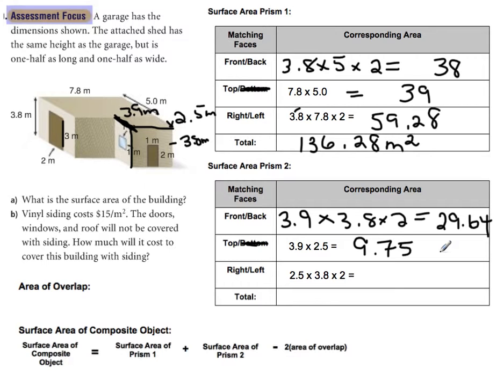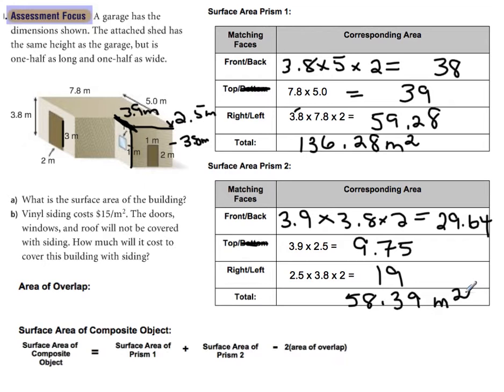And then my last calculation, 2.5 times 3.8 times 2. I got 19, but I'm just going to double check that. Doesn't look right. 2.5 times 3.8 times 2. No, that's good. So since I have 19 in my calculator already, I'm going to add it to 9.75, and add it to 29.64. And I get an answer of 58.31. Sorry, 58.39 meters squared.